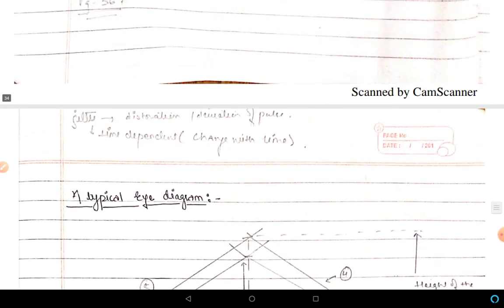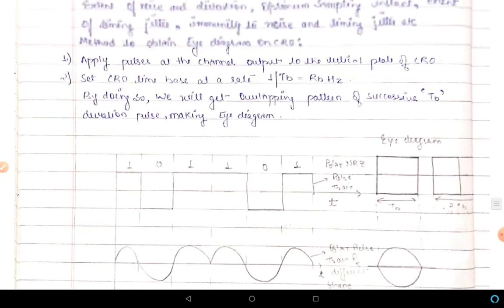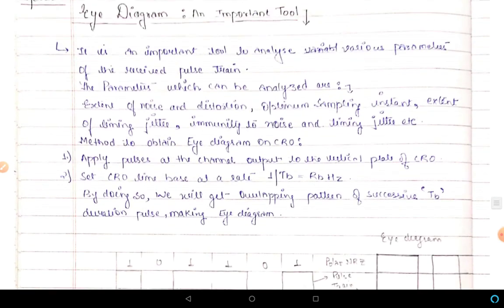So the eye diagram is an important tool to know different parameters. What you need to do is apply the pulses at the output of the channel to your vertical plate, and then you set your CRO time base at the rate 1 by TB, that is RB, then you will see something which is called an eye diagram.